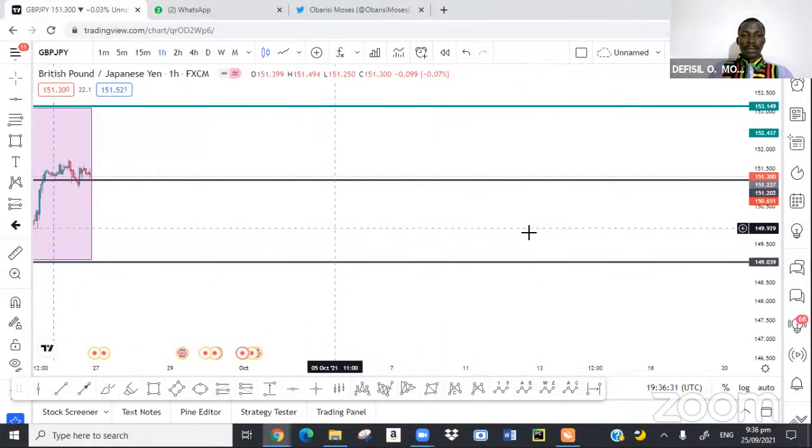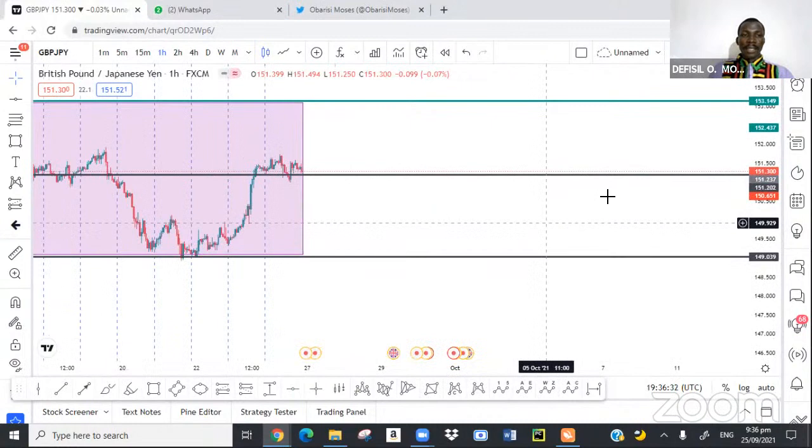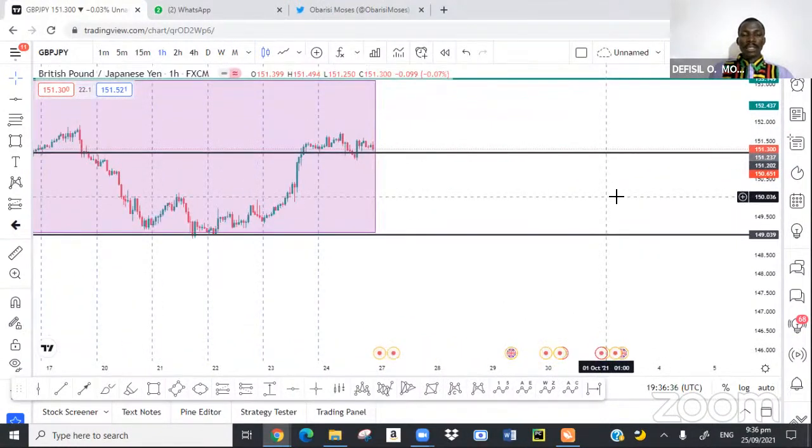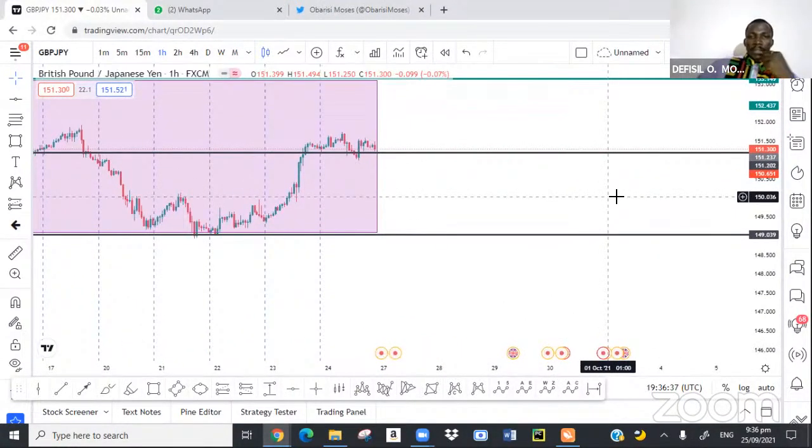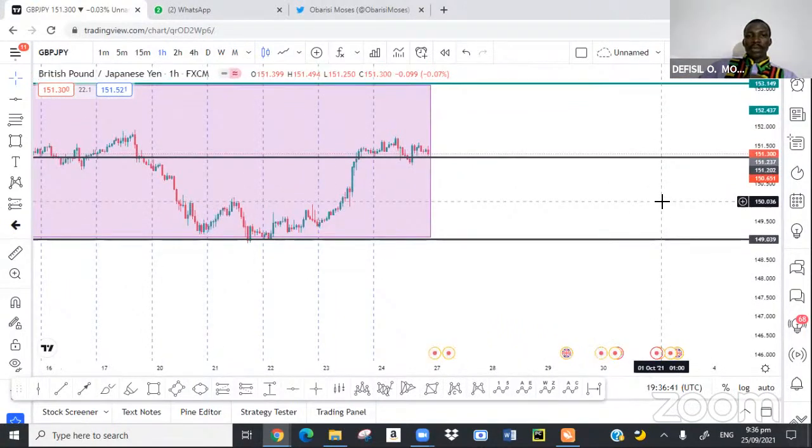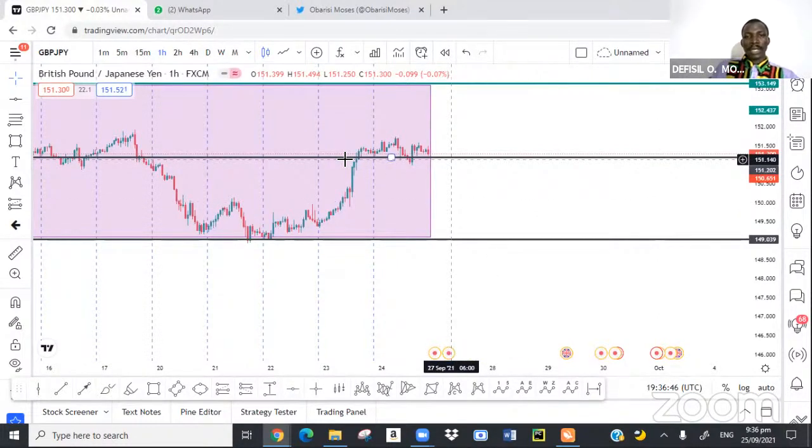Not enough momentum yet. It's still falling back to hit the barrier again. Because if we're saying it has broken, it has equally retested. If we say this area is where it broke, then we can say it retested here or here. And the movement is not strong enough yet.